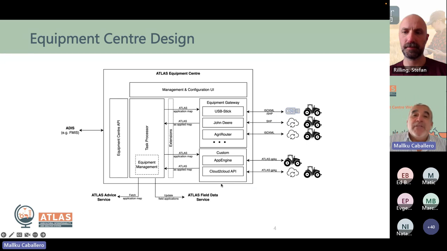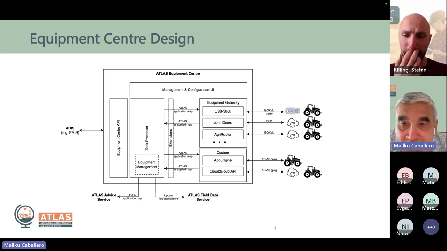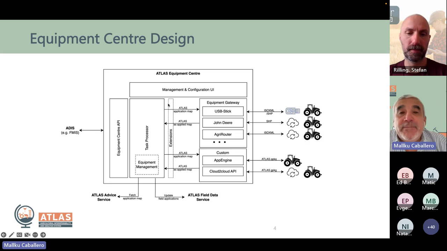All right. So I'll not spend a lot of time here. This is just a little under-the-hood view of the Equipment Center. We have a management and configuration interface. At some point, farmers will have an account in the Equipment Center where they manage their equipment to which they can send tasks to be executed on fields. So through this management and configuration interface, which we will see, they're able to configure the available equipment and also to interact with some operations that require manual interactions.